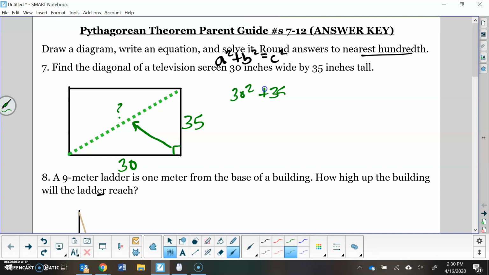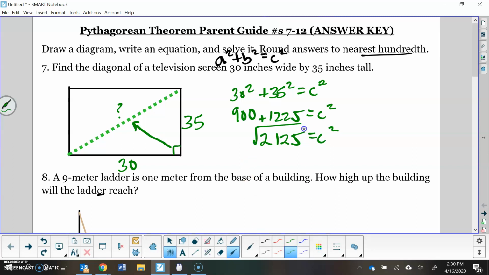30 squared plus 35 squared equals C squared. I'm going to square each of these. 30 squared is 900. 35 squared is 1,225. I'm going to add those together. That gives me 2,125. And when I take the square root of both sides, I get approximately 46.1. And this is going to be in inches.